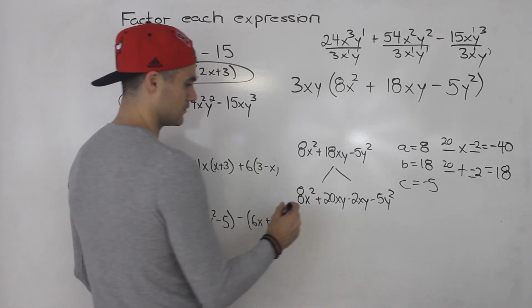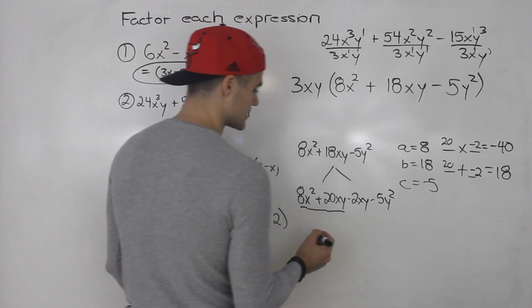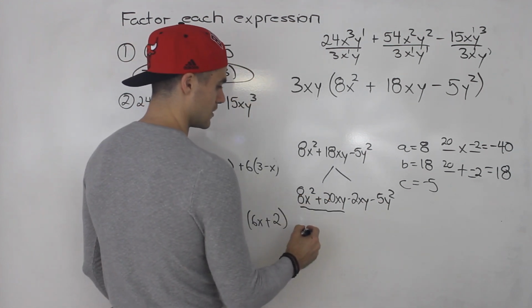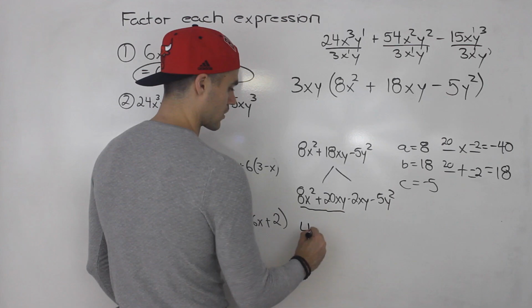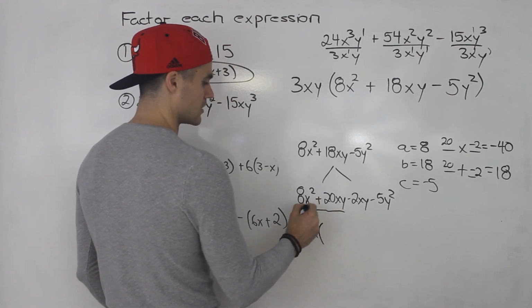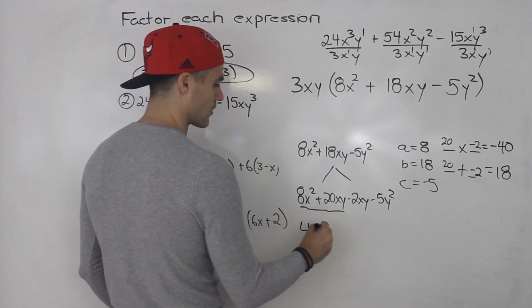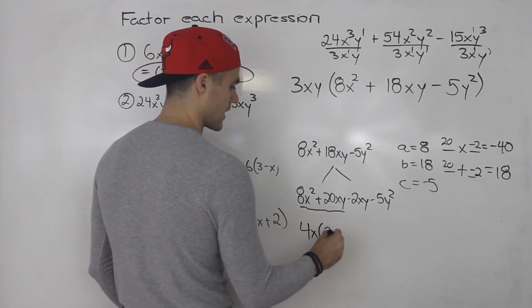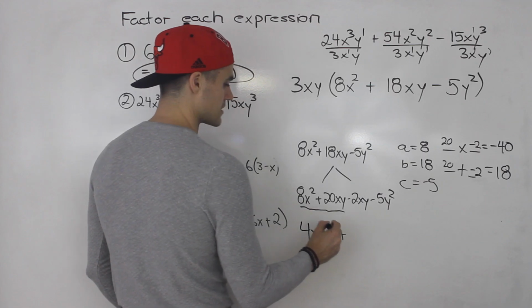And then what we want to do, we want to factor out of these two. What can we take out of these two? We can take out a 4x, because 4x can go into both. So 8x squared divided by 4x would give us 2x. And we have a plus here.